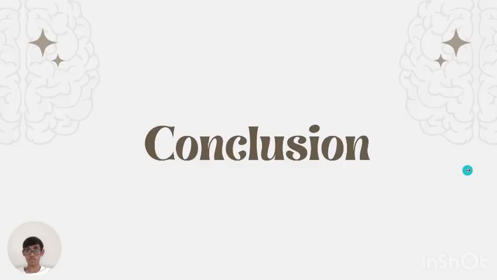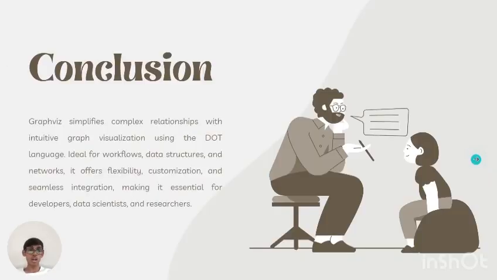My name is Kalp Shah and I will present the conclusion for Graphviz. Graphviz simplifies complex relationships with intuitive graph visualization using the DOT language. The DOT language is quite a simple language and the Graphviz software is ideal for workflows, data structures and networks. It offers great flexibility, customization features and seamless integration with many languages such as Python and R. It is essential for developers, data scientists and researchers to use this sort of software.